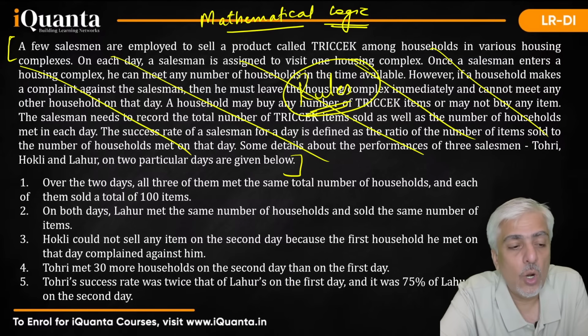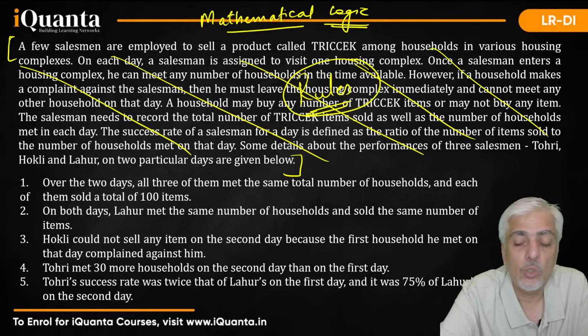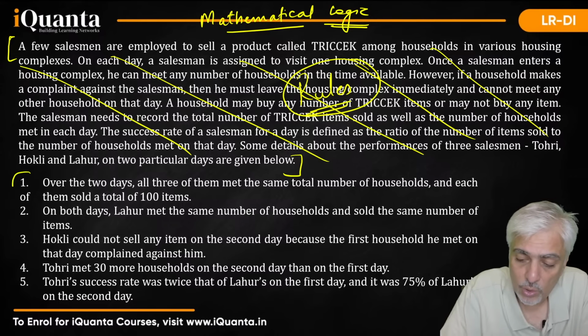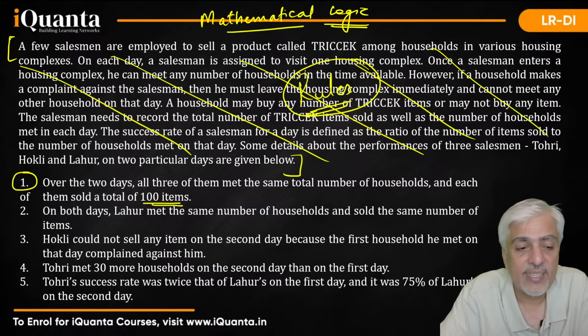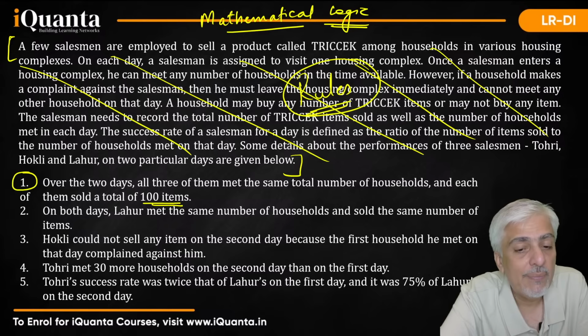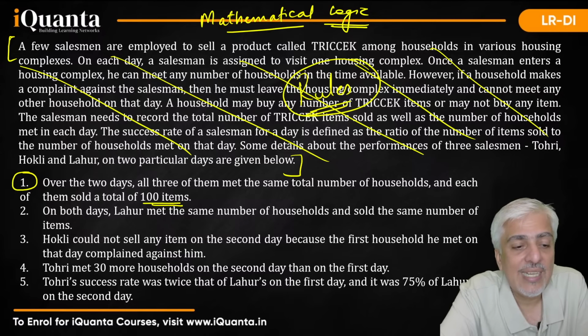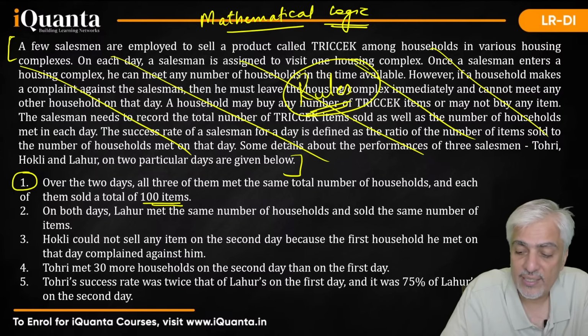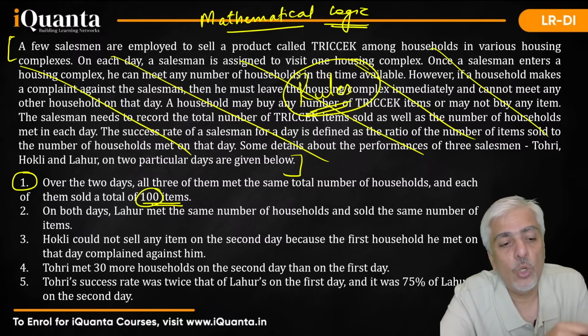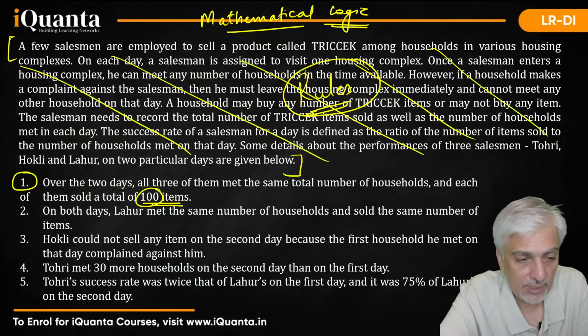Over the 2 days, all three met the same total number of households, and each of them sold a total of 100 items. Very good direct data. Everybody sold 100 items, and everybody met the same number of households. On both days, Lahore met the same number of households and sold the same number of items. So Lahore ka breakup is exactly half, which means he sold 100 items: on day 1, he sold 50 items, and on day 2, he sold 50 items.